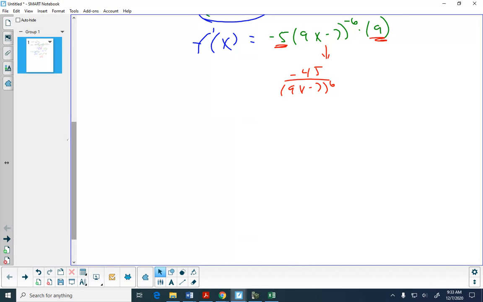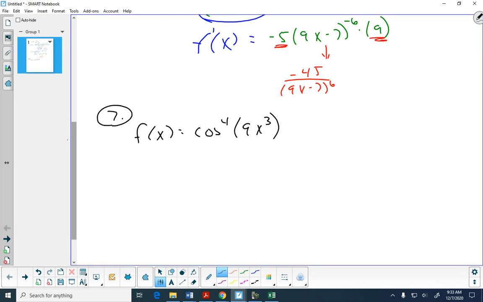If we take a look at number 7 on the back, we have cosine to the 4th of 9x cubed. Once again, when a trig function is taken to an exponent, rewrite this and bring the exponent outside. So we have the cosine of 9x cubed, to the 4th power.